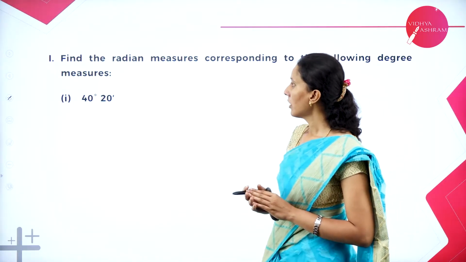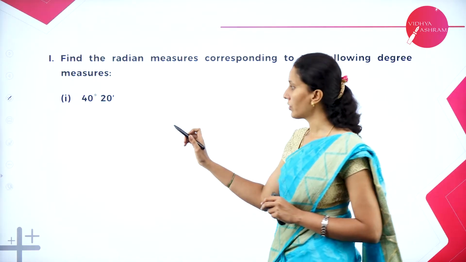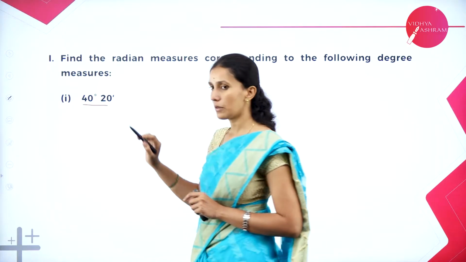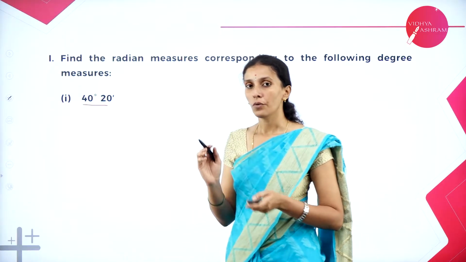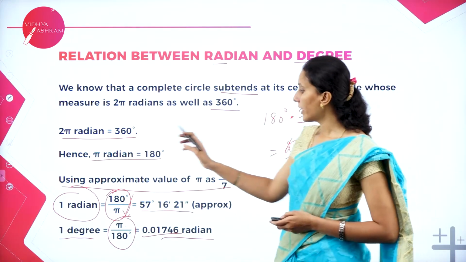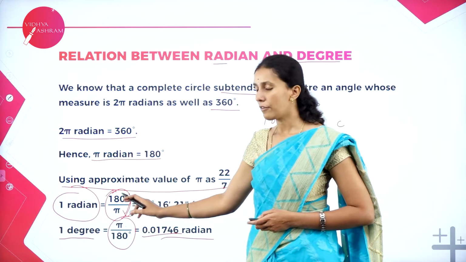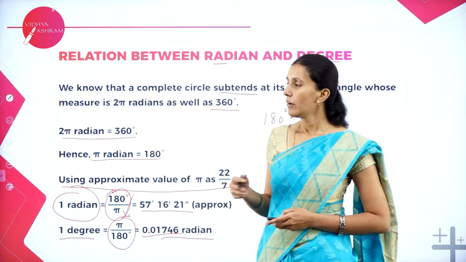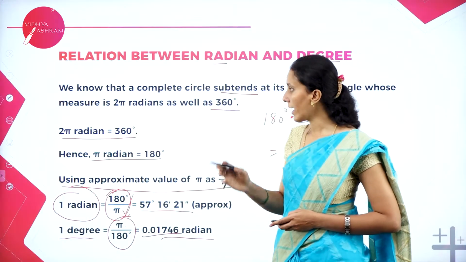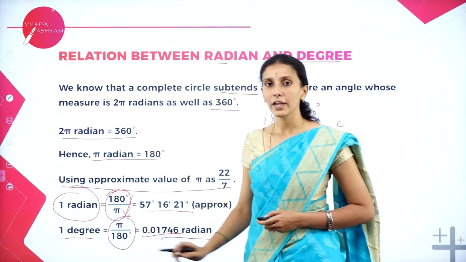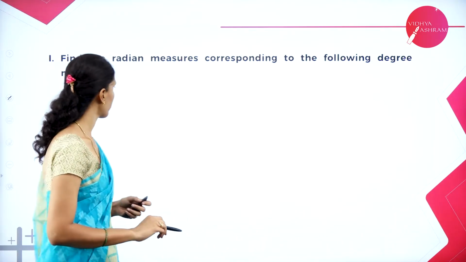Let's see the question. Find the radian measures corresponding to the following degree measure. So here the angle is given in terms of degrees. We are supposed to convert it in the form of radians. So what is the clue? When you are converting radian to degree and degree to radian, you have to multiply these values. Now for this question, I am converting degree to radian. So I have to multiply pi by 180 to the given value. So let me multiply now.